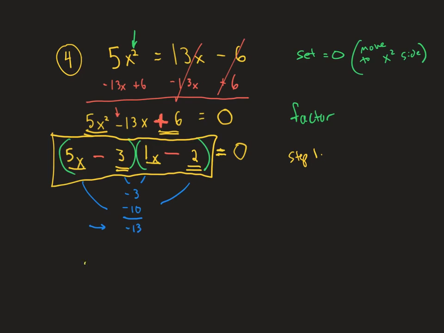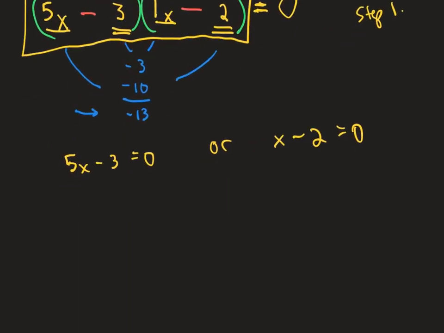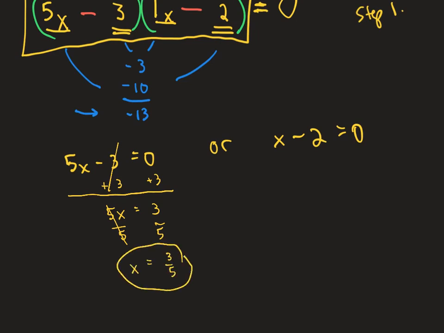Step 2, we're just solving these. 5x minus 3 equals 0, or that 1x minus 2 equals 0. So we get x equals 3/5. Add 2 here. And we get x equals 2.